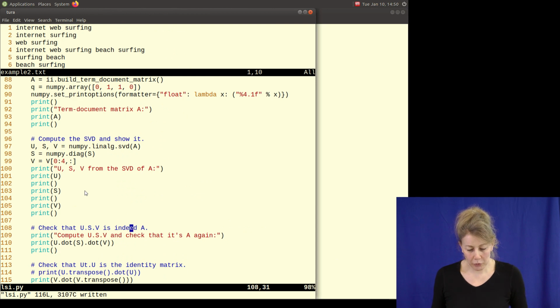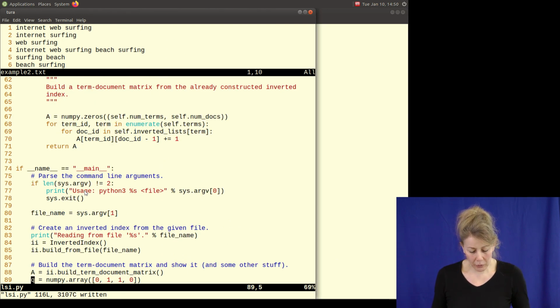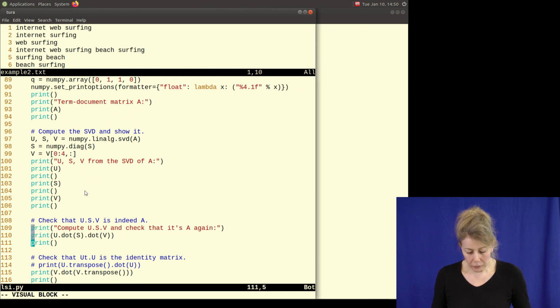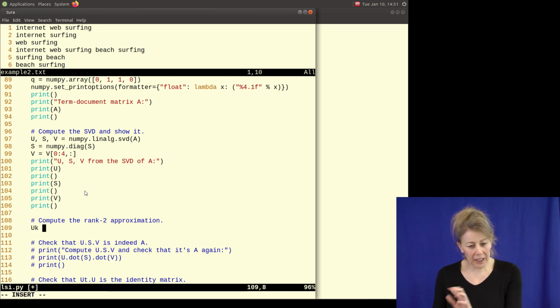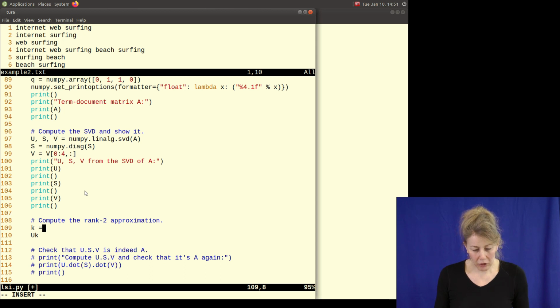So let me remove these checks here. This was just for checking some stuff. And now let's compute the rank 2 approximation. What I do now is take the first k columns from U. Let's make it a variable: U_k is U. I want all the rows. Let me write it like this so that everything is aligned. And now I take the first k columns.